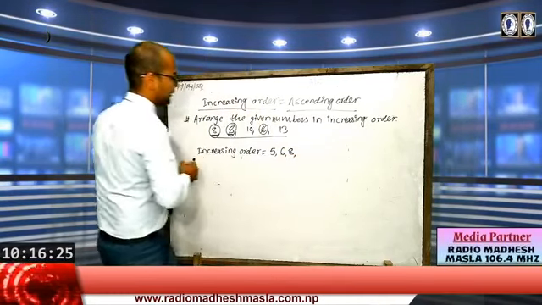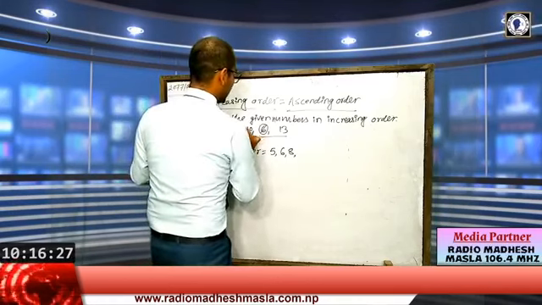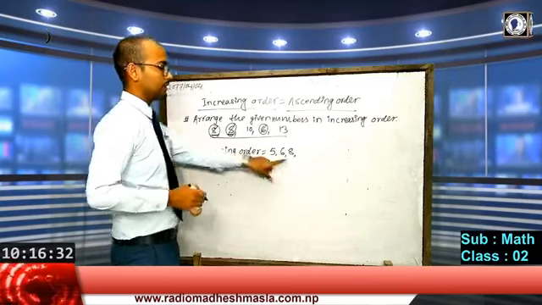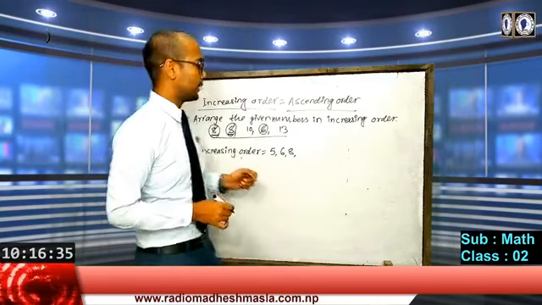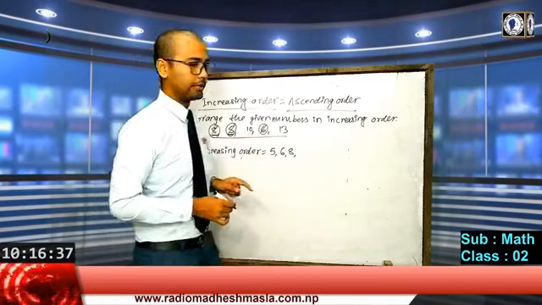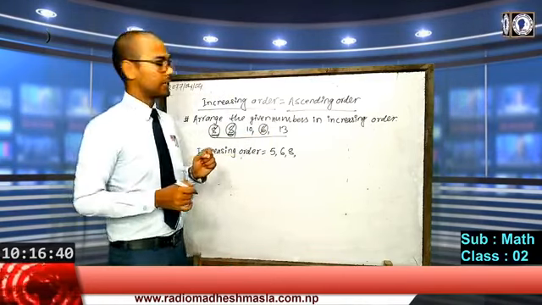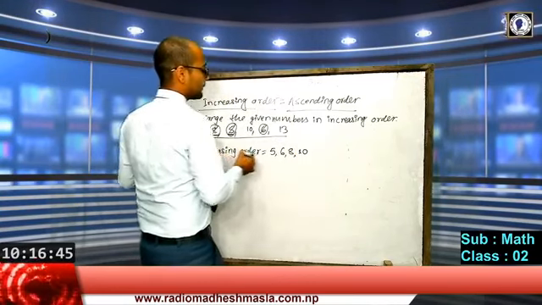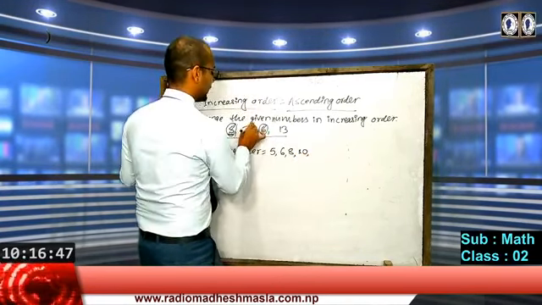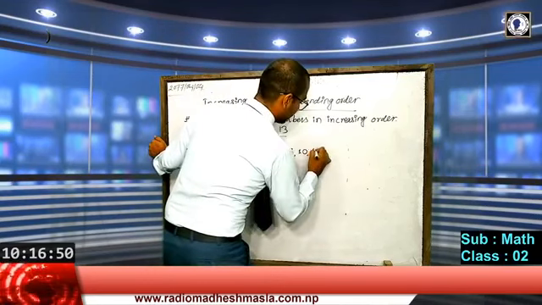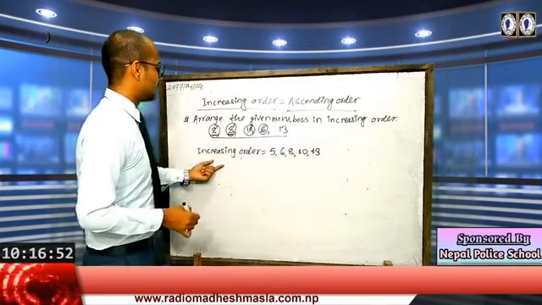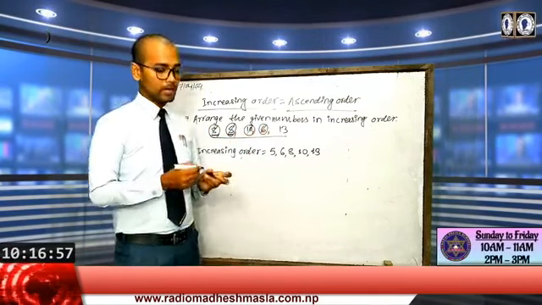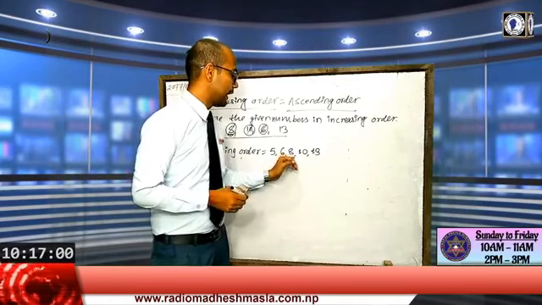Then we have only 2 numbers left. Which ones? 10 and 13. So we cross out the 8 because we have written it in the order. From 10 and 13, which one is the smallest? 10 is the smallest because 10 comes before 13. Then we can copy the number left here. So the increasing order of the numbers 8, 5, 10, 6, 13 is 5, 6, 8, 10, 13.